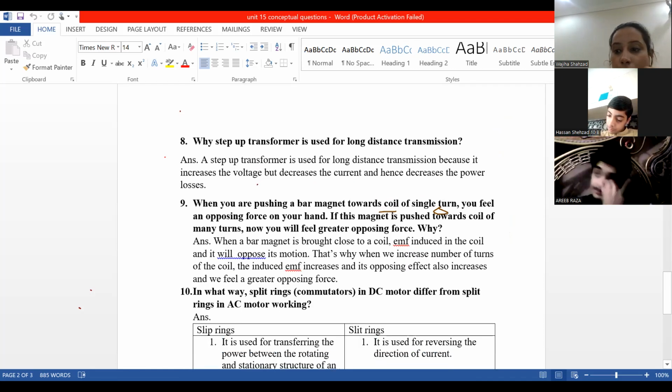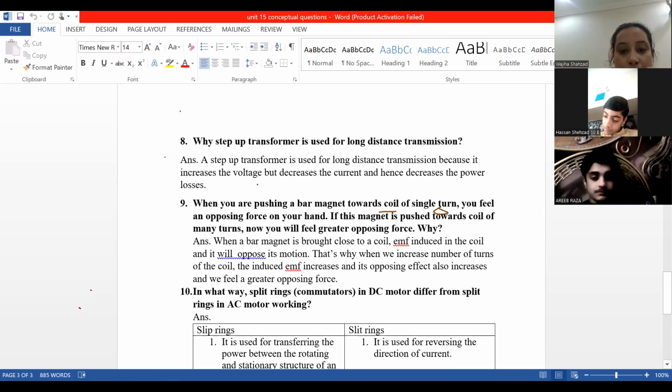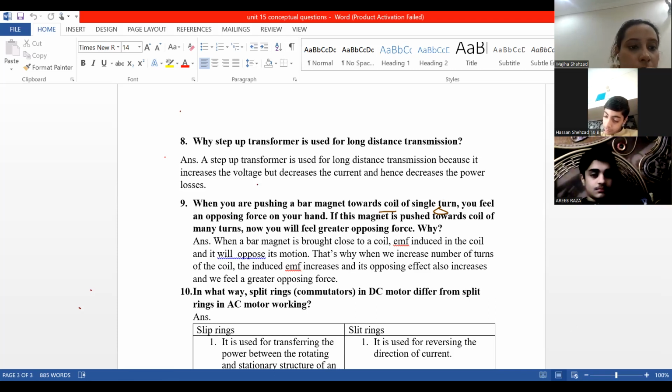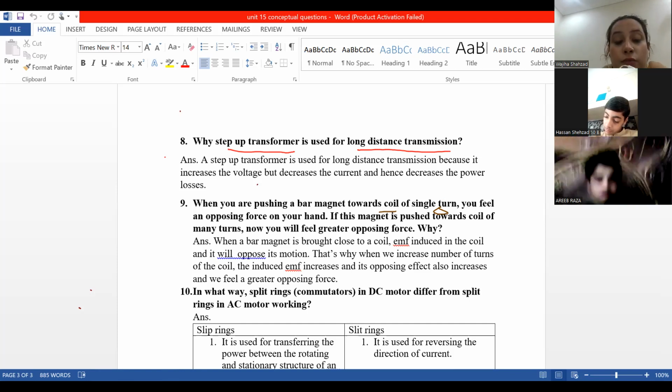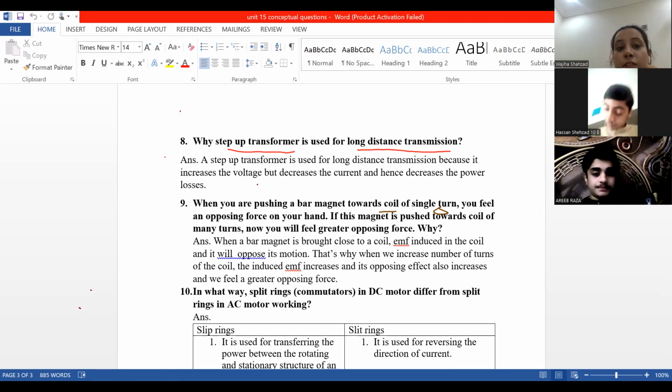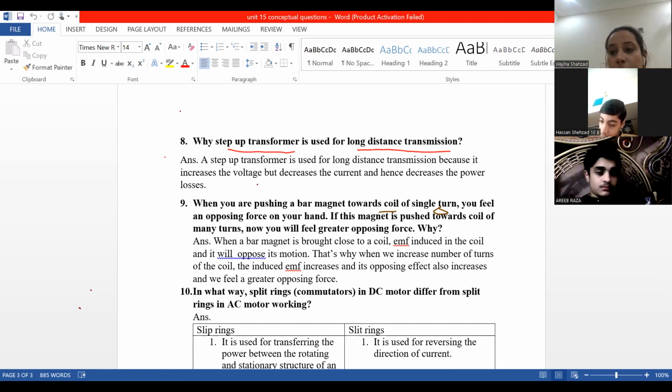Okay. Then question number 8 is: why is a step up transformer used for long distance transmission? It's a very important question, why there is a need for a step up transformer. First of all, tell me what is the purpose of a step up transformer? Yes, Ari. What is a step up transformer? Why do we use a step up transformer?